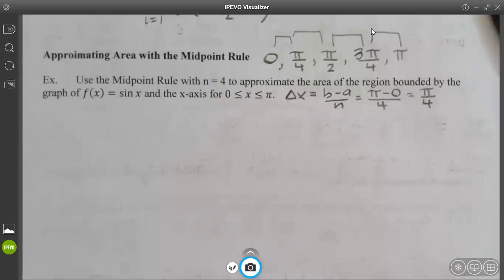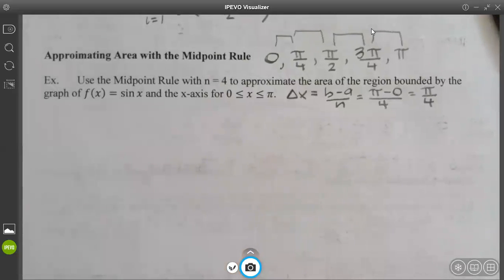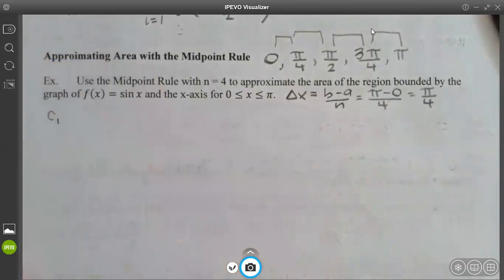All right, so you have to find the midpoint of all of them. And then you have to find the summation of it. It sounds crazy, but it's not bad, okay? It's actually less work than any other problems that we've had. I can promise you that. All right. So we need to find the first rectangle. So c1, the first rectangle. Remember, this is the midpoint.